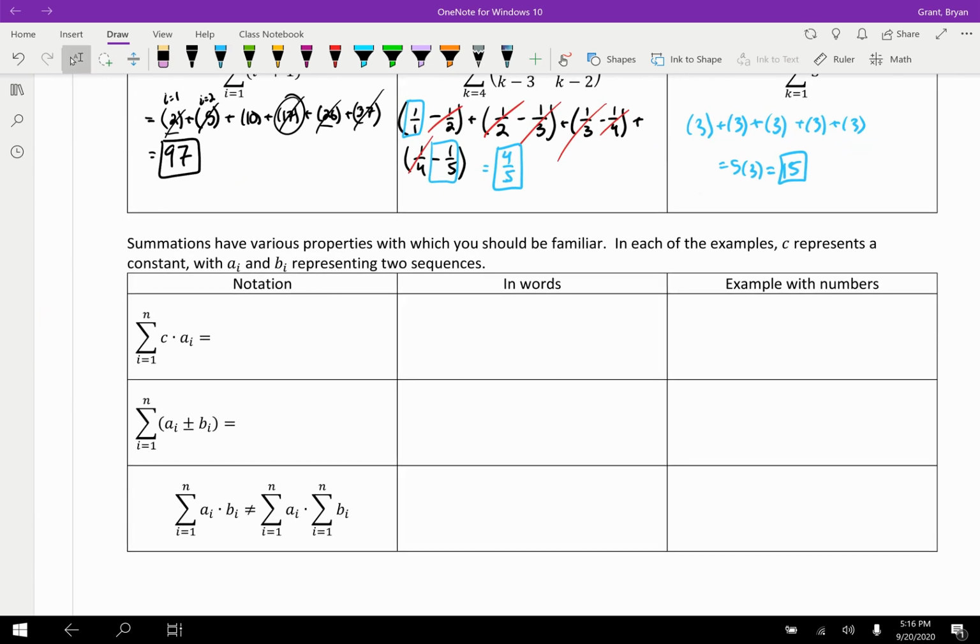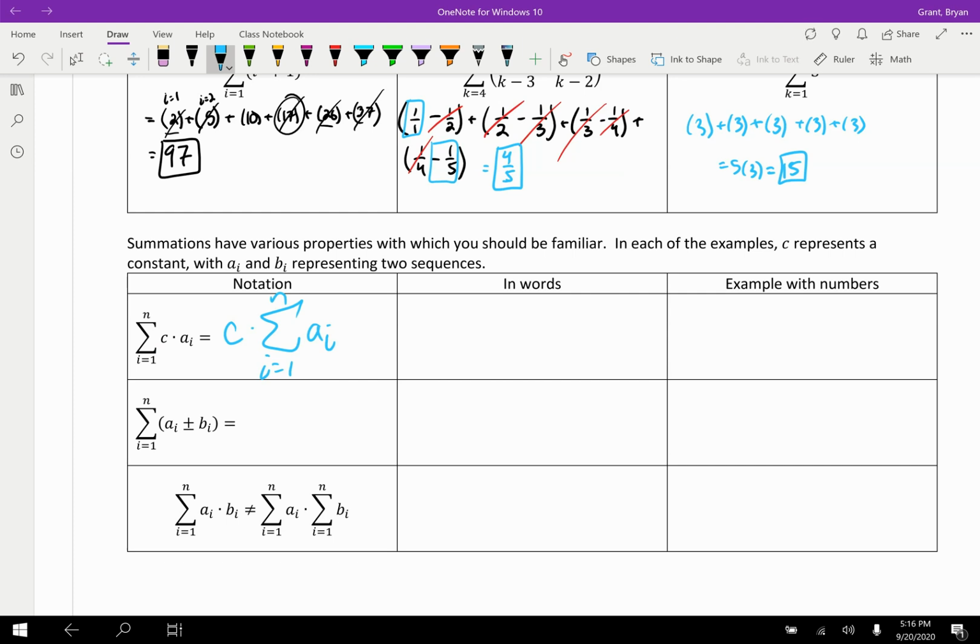Now, there are some properties of summations that you will need to be familiar with as we move through the next couple months. In each of the examples below, C is going to represent a constant, and then a sub i and b sub i are going to represent the general term for each of 2 different sequences. The first thing we need to be comfortable with is that if you have a value that is multiplying or dividing, same as multiplication, by a general term, it is completely okay to factor out the constant from your general term.